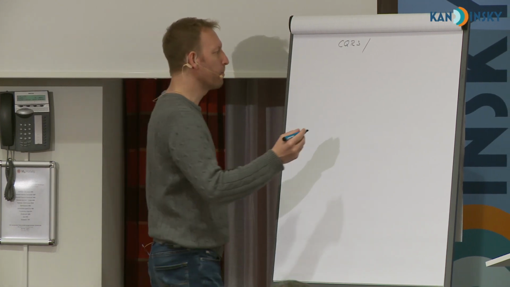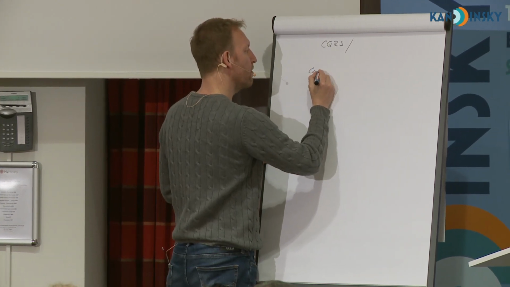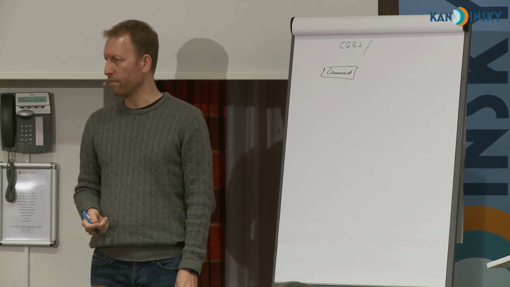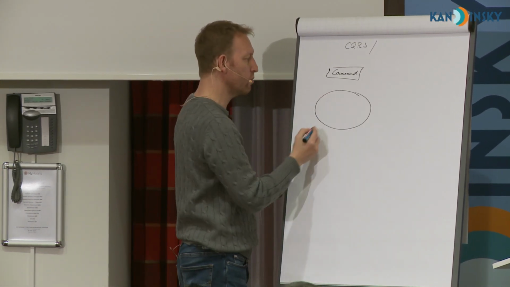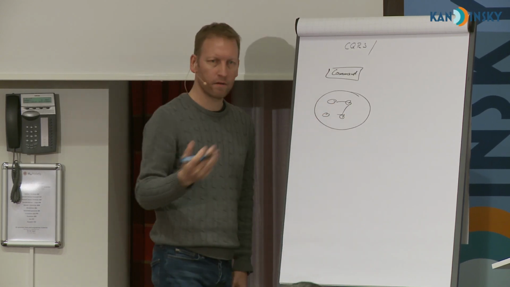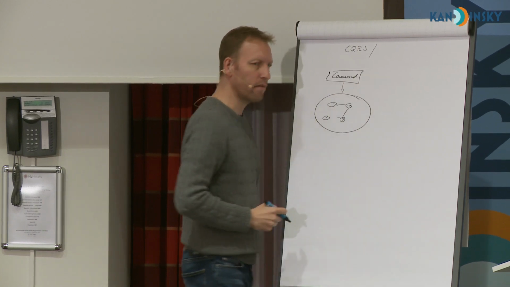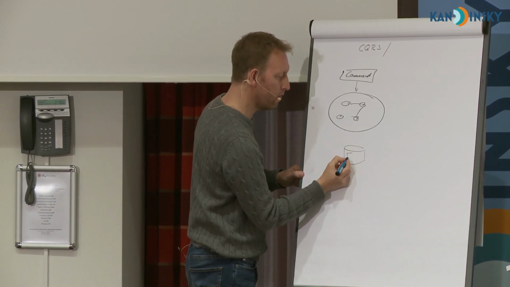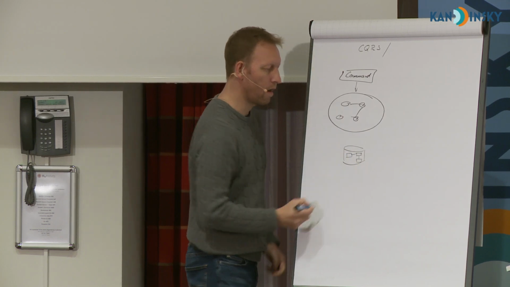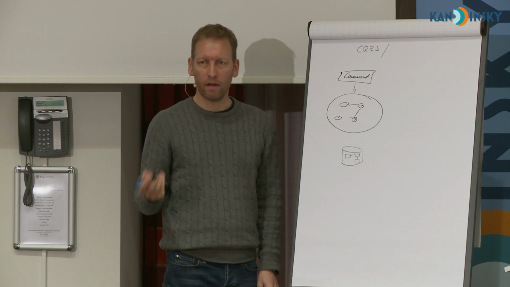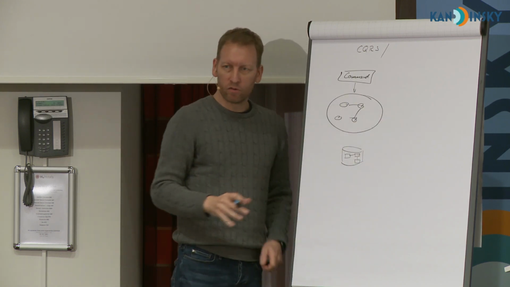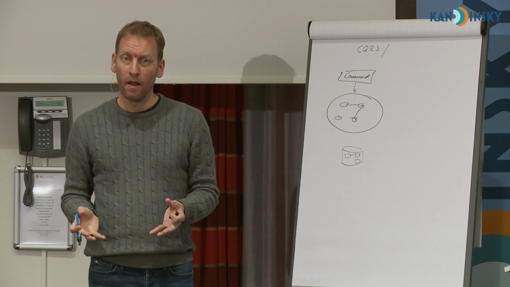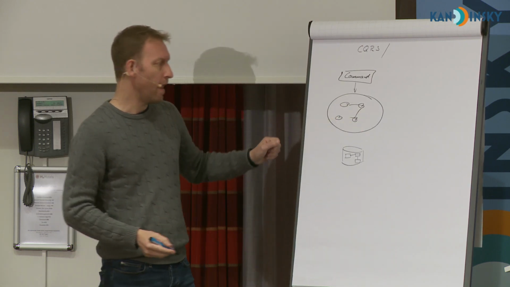And in CQRS, we basically say we have commands like schedule course. And then somewhere we have our application with our domain model, with our objects and what we need. And this command is being played against this application. And underneath, we have some kind of data store representing our data. So once a command is being issued, the objects that I need to process the command are being loaded from the database or from some kind of data store. The command is being issued, business rules are being applied, and the result is being stored back.